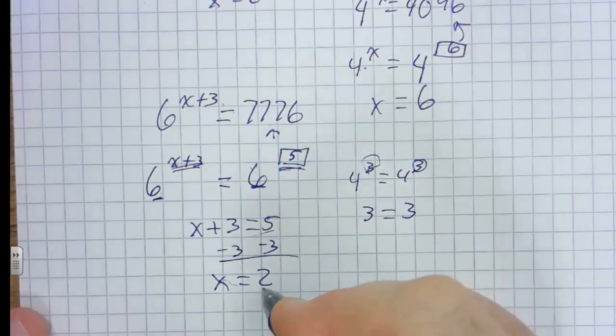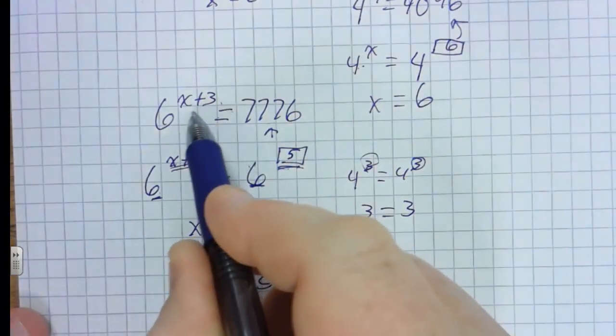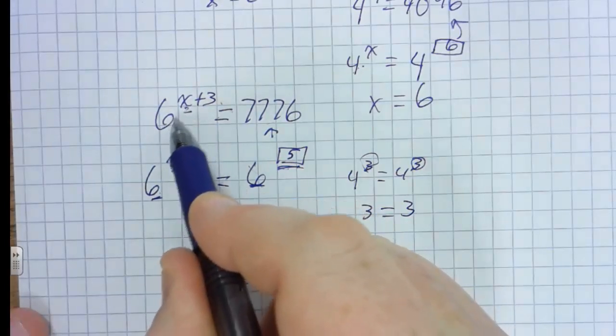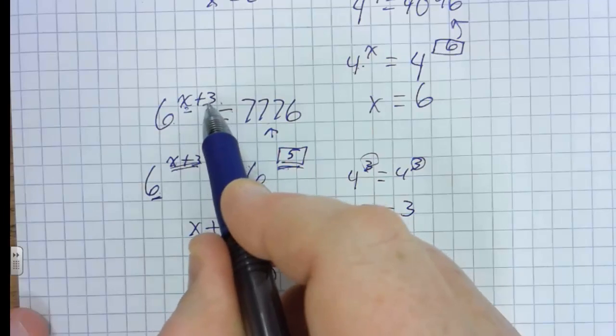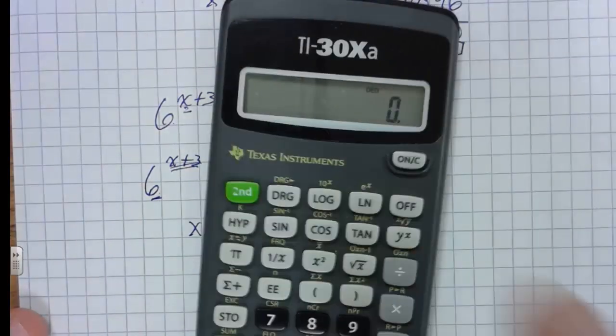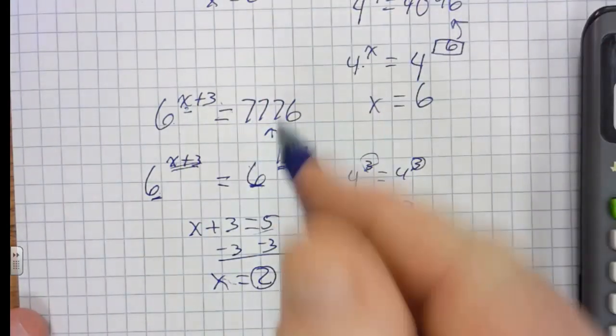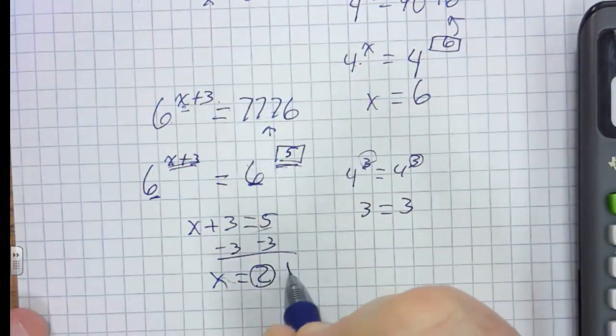So if you want to check to see if this is right, take this 2, put it back up here in place of x. So 6 to the 2 plus 3. 2 plus 3 is 5. And we already know that 6 to the 5th power, 6 raised to the 5th, does equal 7,776. Therefore, we know that this number checks out.